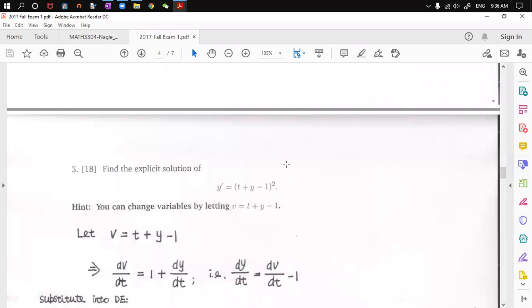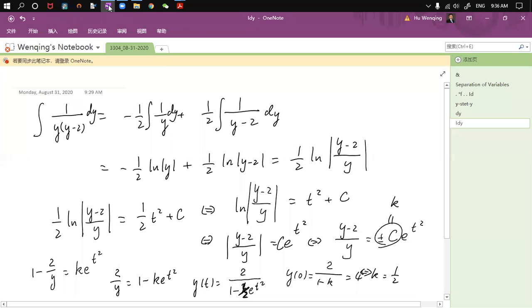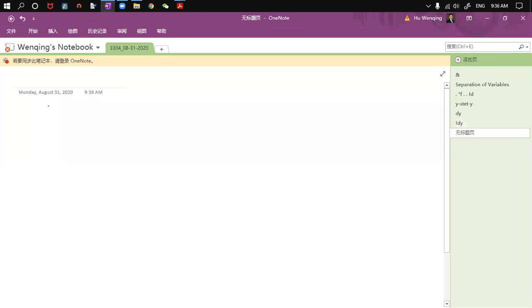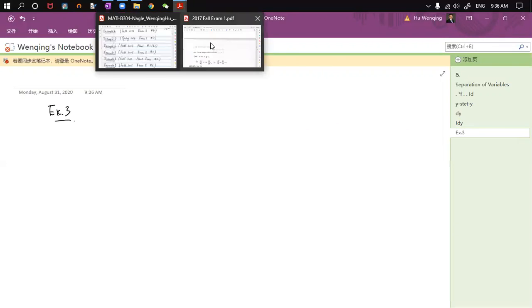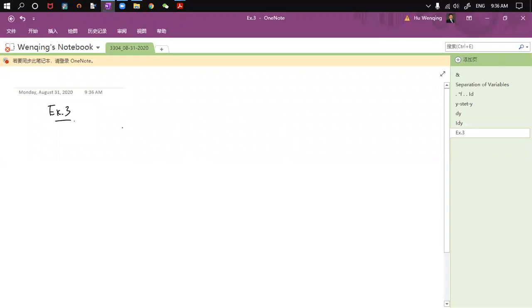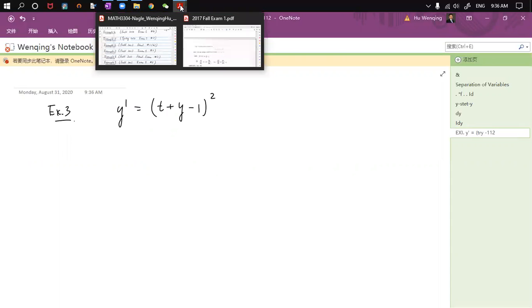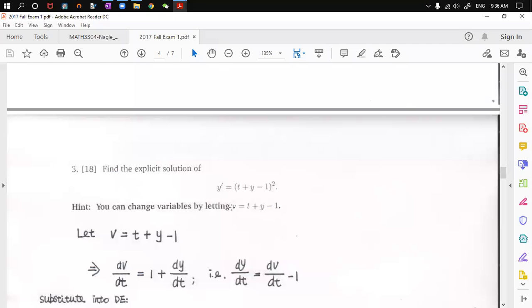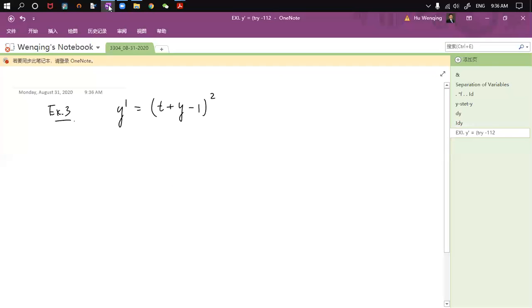This problem says, can you find an explicit solution of this equation? It looks like a very weird equation. So let's see example 3. Can you find an explicit solution of this equation? y prime is equal to (t plus y minus 1) squared, right? Can you find a solution of this equation?